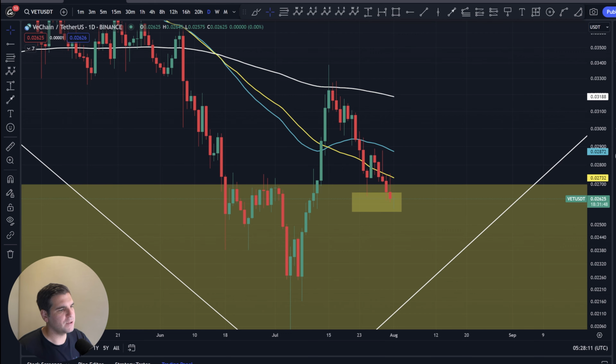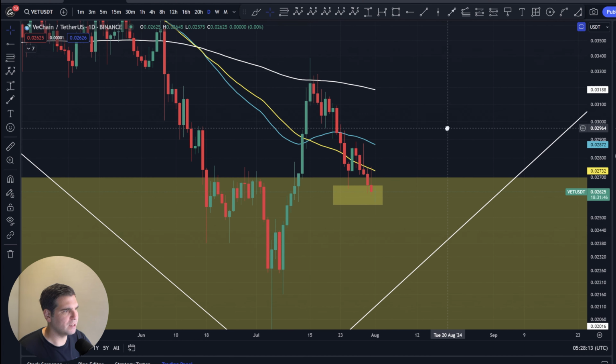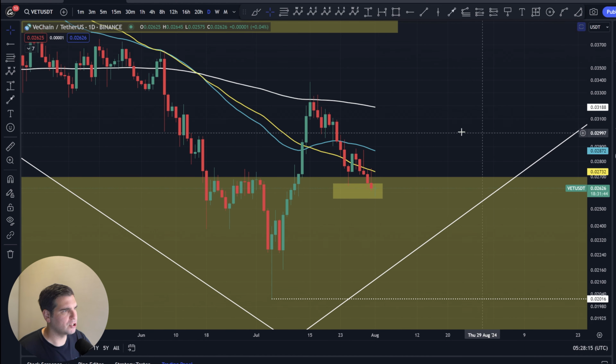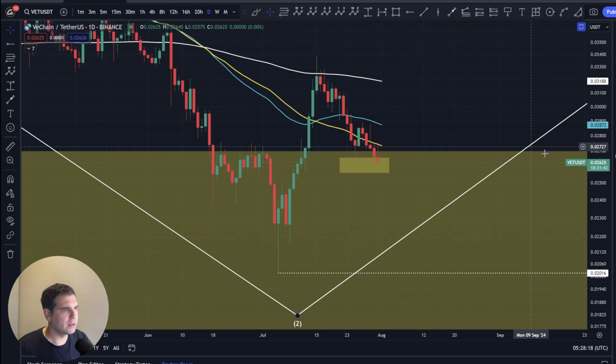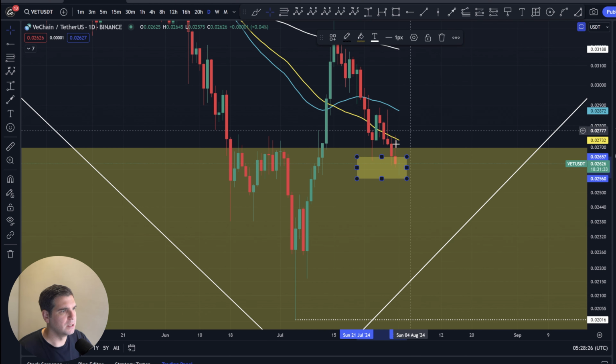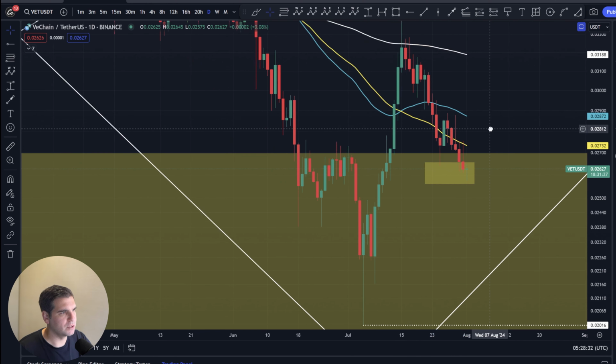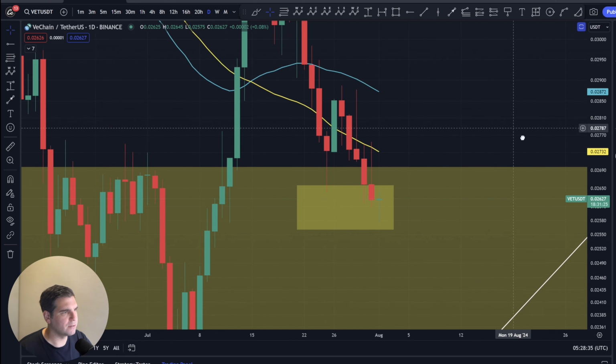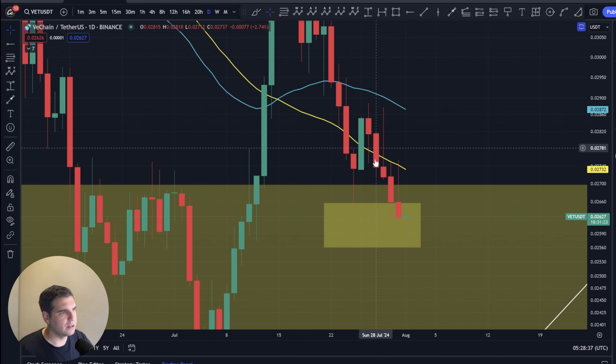So here we have Vechain paired up with USDT. We're on the 1-day Binance chart here. Following on from the last TA video that we did, we were talking about coming down into the range between 2.560 and 2.657. This is an area that we tapped into on the 25th of July. We saw a bit of a run to the upside and then a bit of a move to the downside.